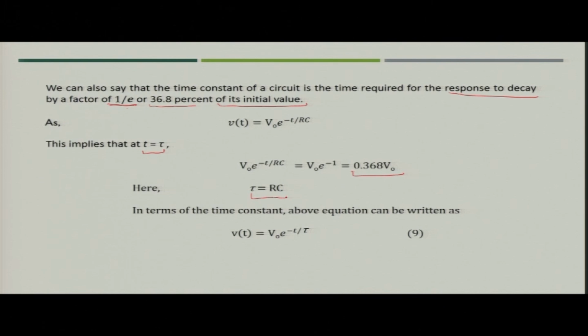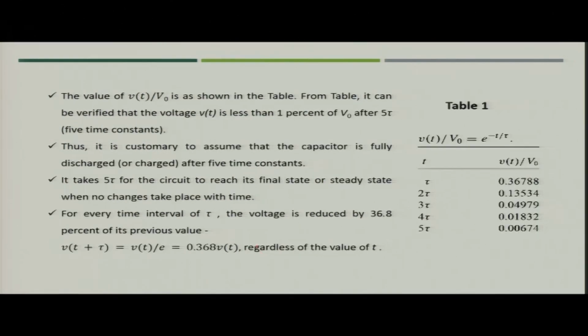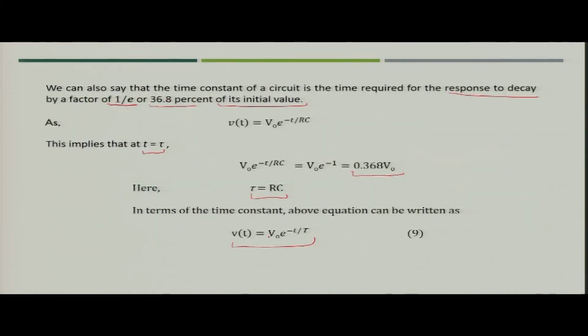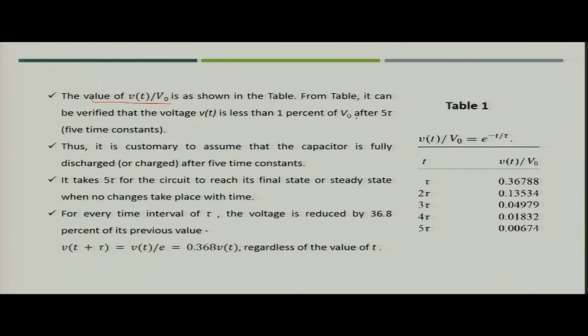So, when we represent tau in the circuit, V(t) will become V naught into e to the power minus t by tau. If you plot the value of V(t) by V naught, taking V naught to the denominator, this becomes V(t) by V naught is equal to e to the power minus t by tau. We will plot this value with respect to time t, and let us take time t as a multiple of tau, that is, the time constant.